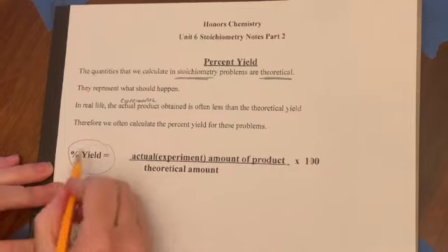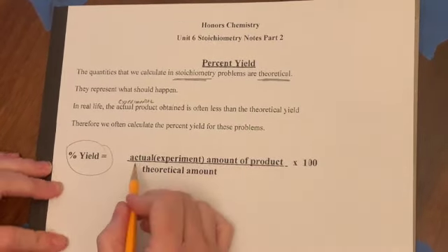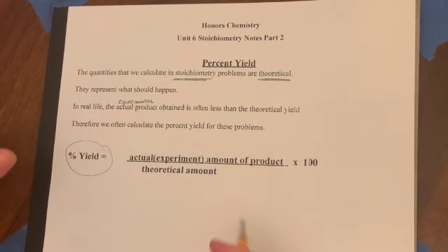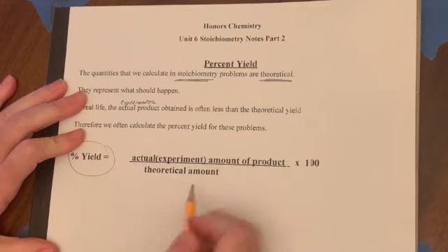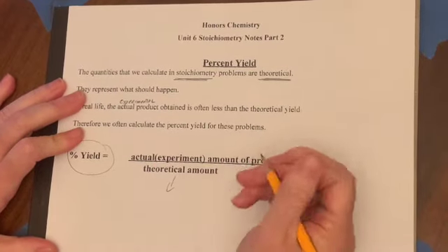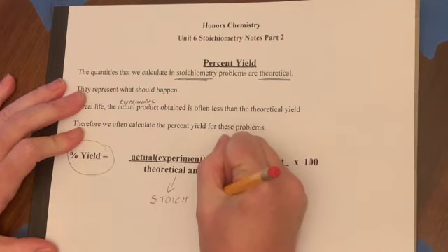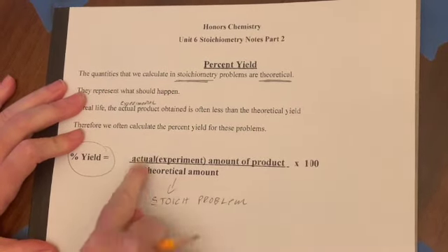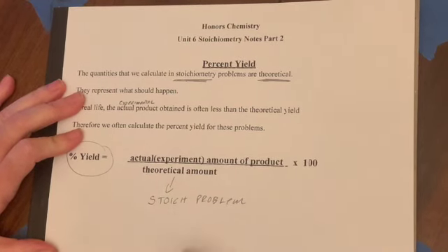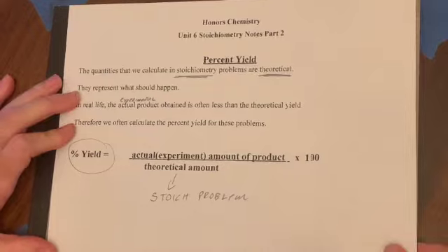So here we go. Percent yield is your experimental amount of product. We use the word actual because it means that you can touch it. So the real experimental product over the theoretical amount. And where are we getting that theoretical amount? That's coming from a stoich problem. Your job is going to be to come up with this theoretical amount and then compare your lab data to it. And it is a percentage, so we're going to multiply that by 100. Let's see this in an example.